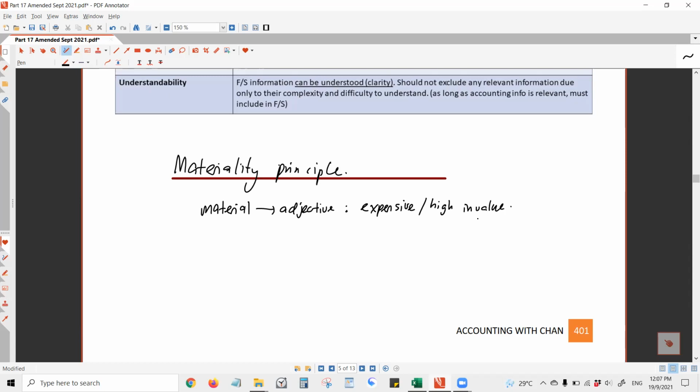Sorry, it's very ugly. Let me try my best. On the other hand, you have to understand what is meant by immaterial. It would be the other way around, right? Immaterial means cheap, low in value. So write down first, and then I'll explain to you how this principle works. What is the meaning of this principle?